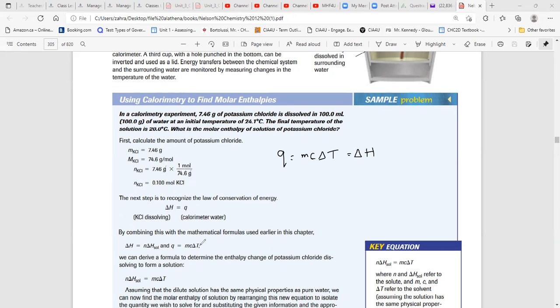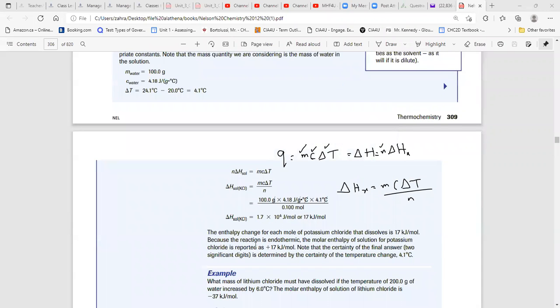I know that Q is MC delta T, and the delta H here is N multiplied by delta H molar. I'm looking for the molar enthalpy. Do I have N? N is the amount of moles of the potassium chloride you have. So 7.46, we divide by molar mass to get the moles. So you have N, you have the change in temperature, you have the heat capacity of water, and you have the mass of the water. You just need to rearrange it for delta H. So the molar enthalpy is MC delta T divided by N. And when you do that, you can get the answer.